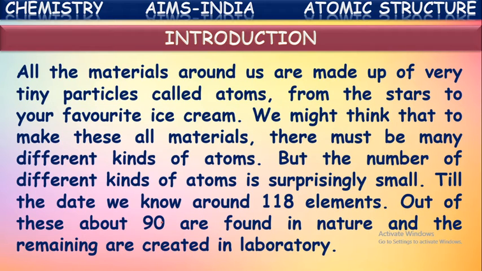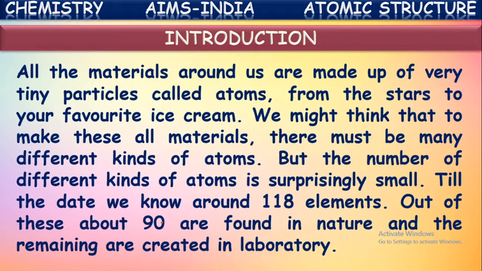How is it possible? These atoms or these elements, of which there are 118, combine with themselves and with different elements in different ratios to form different molecules. These different molecules result in different kinds of materials. So we are able to see so many kinds of materials around us. These are all made up of only these 118 elements.